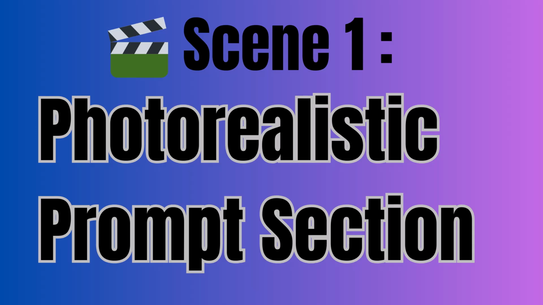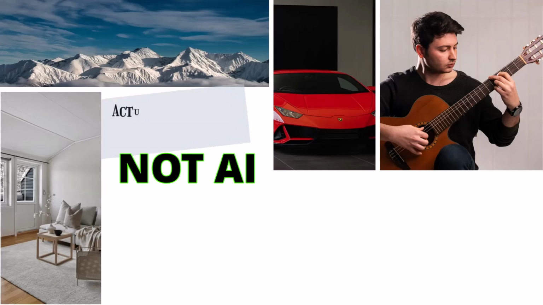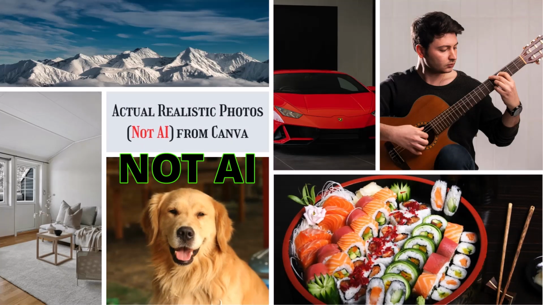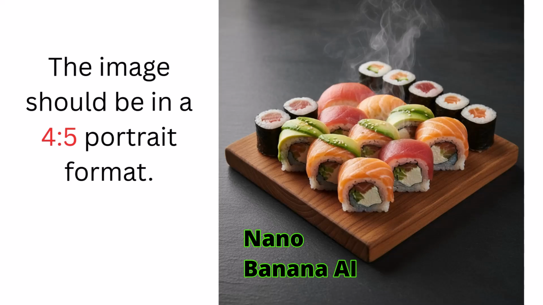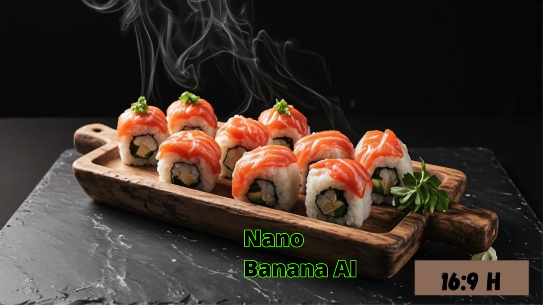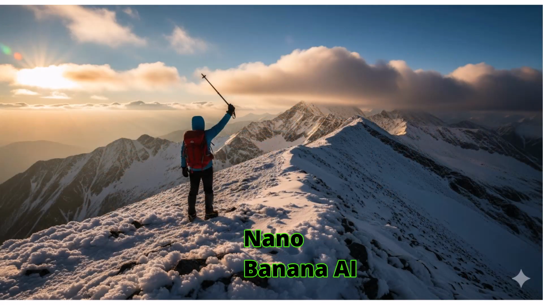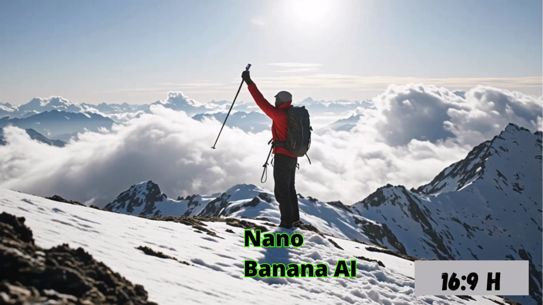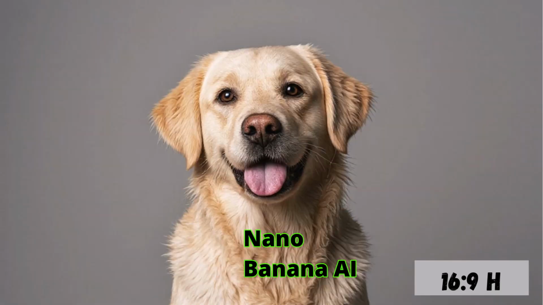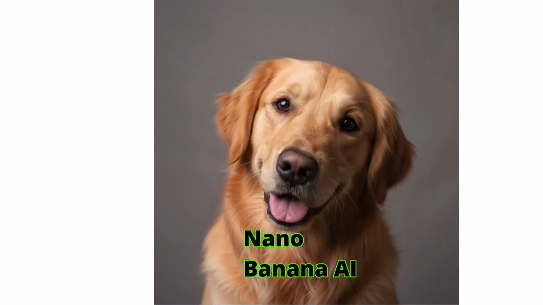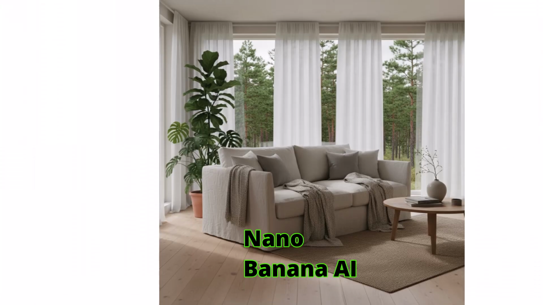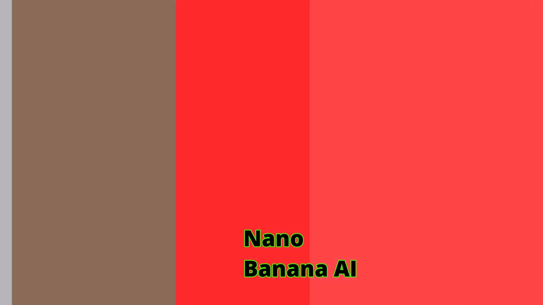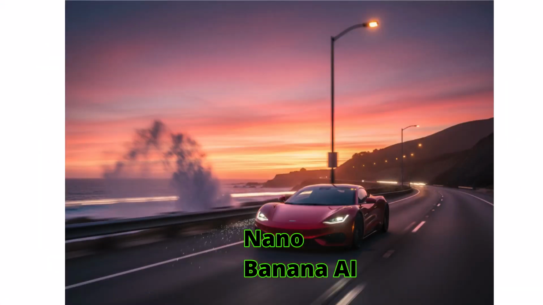Scene 1, Photorealistic Prompt section. Alright, let's jump into our very first style, photorealistic scenes. These are the bread and butter for anything that needs to look like a real photograph. Lifestyle shots, product photos, portraits, travel landscapes, you name it. The realistic photos that you saw were not AI generated. Now what you are seeing is AI generated realistic photos. Now I'll show you exactly how to generate them with precision.